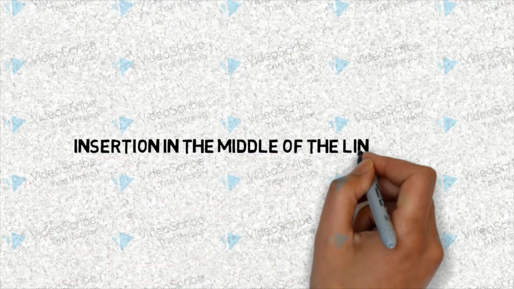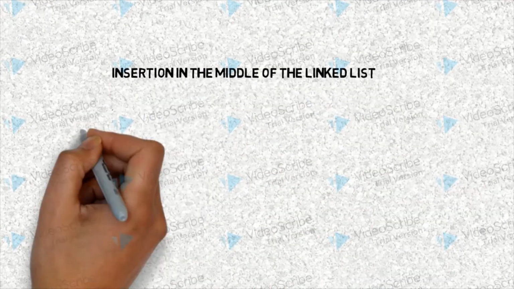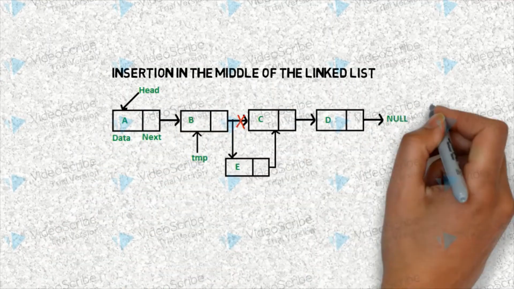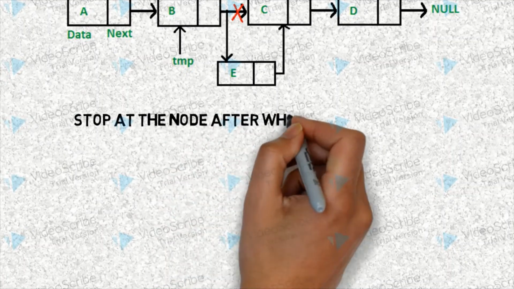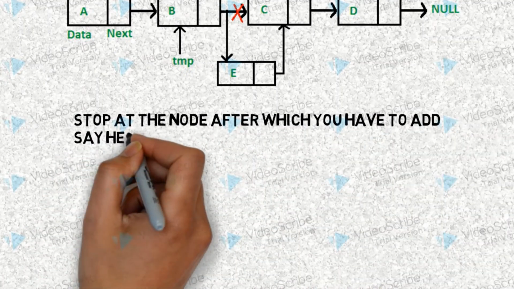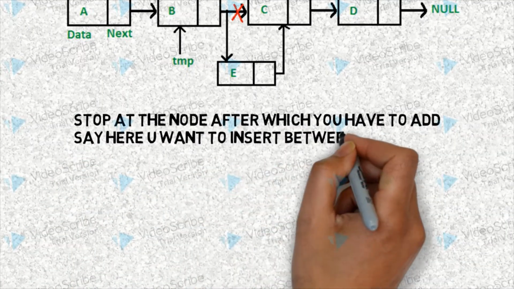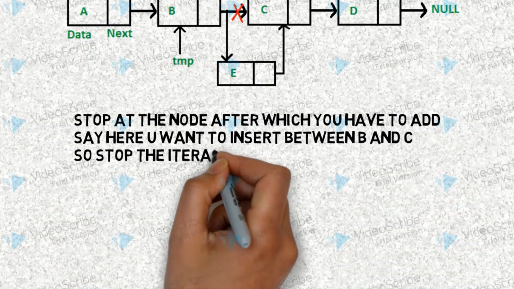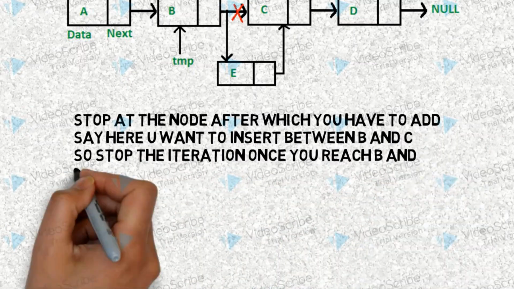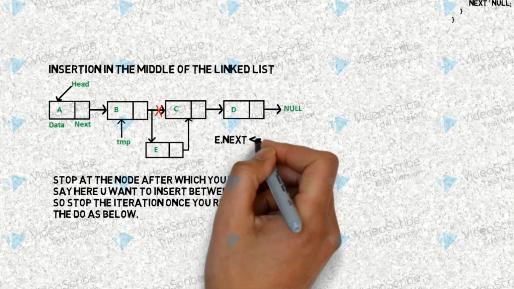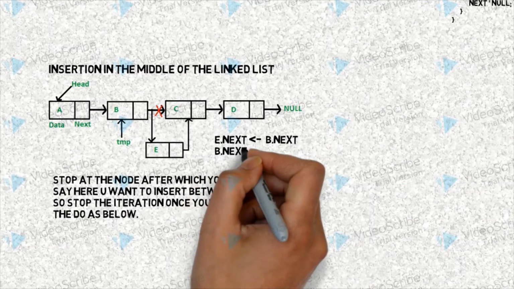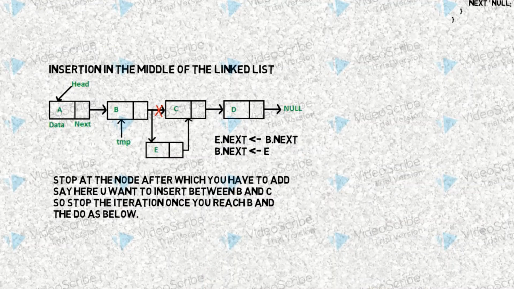And then there is a constructor. Insertion in the middle of the linked list. Well, take for instance, this is our linked list and we have to insert E. Stop at the node after which you have to add. Say, here you want to insert between B and C. So stop the iteration once you reach B and then do as below. E.next equals B.next. B.next equals E.